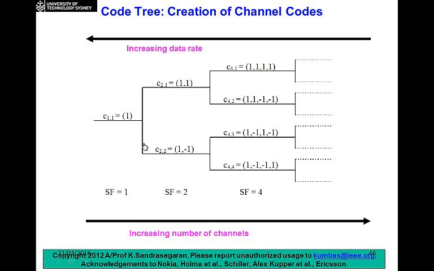Associated with each one of these is a spreading factor. The codes on this one are referred to as spreading factor 1. The codes on this part of the tree are referred to as spreading factor 2. The codes on this part of the tree are spreading factor 4. The next one will be spreading factor 16, and the subsequent one will be spreading factor 32, and so forth.